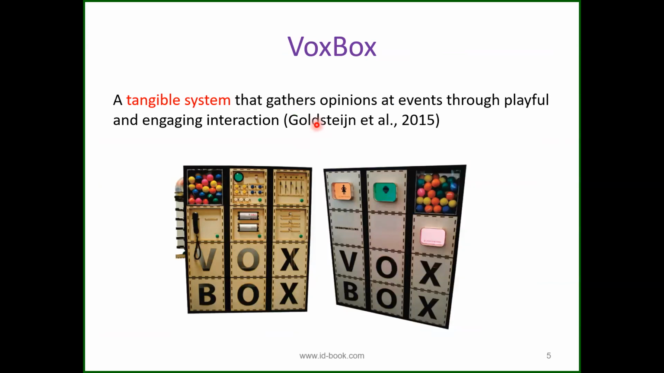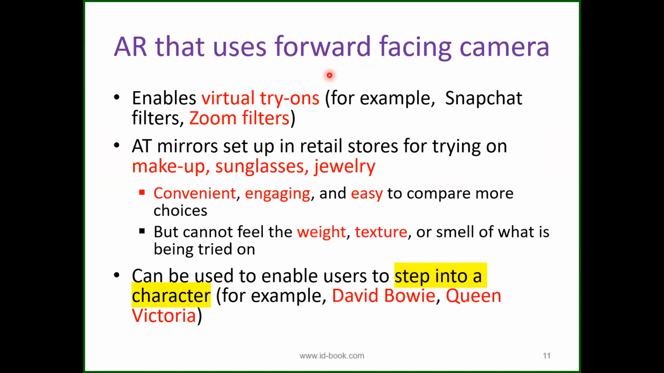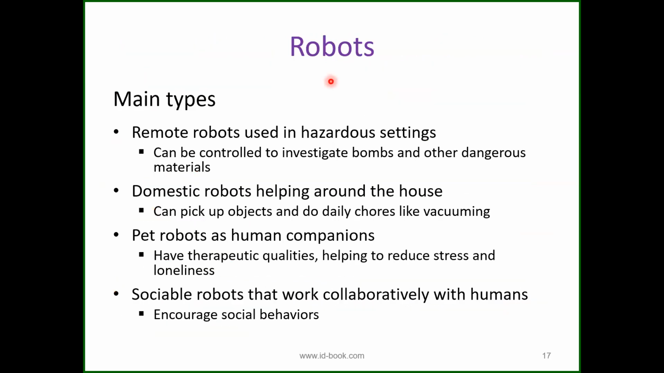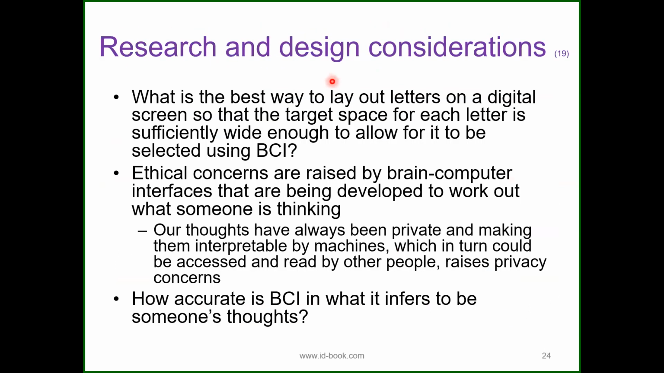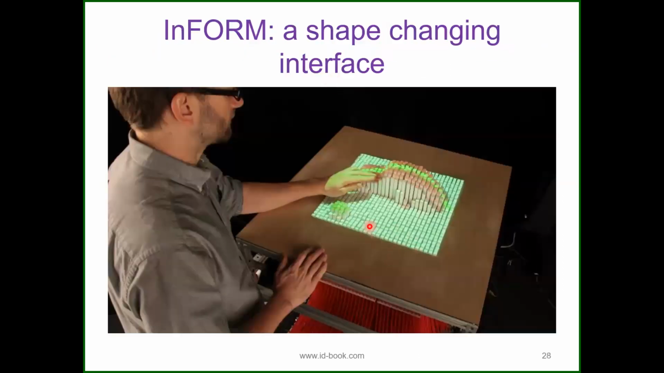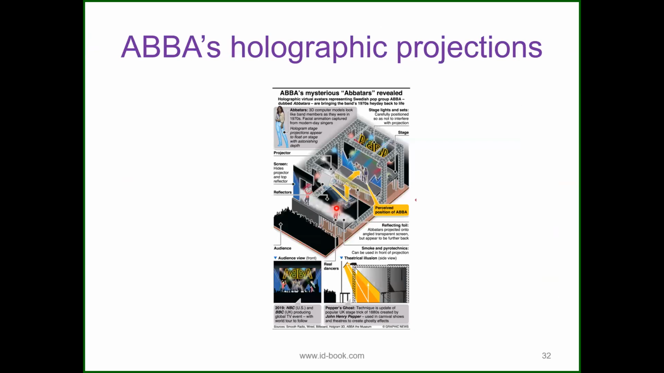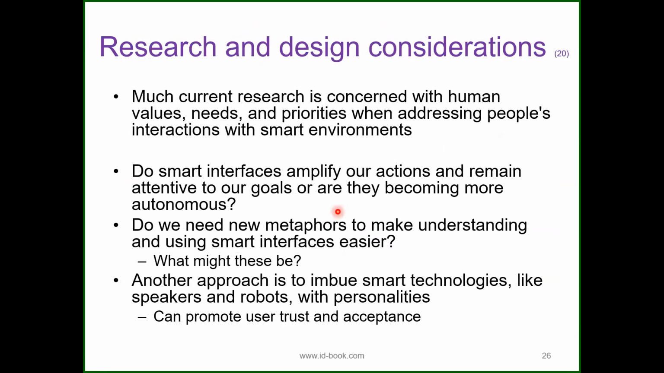In the fourth part, we are going to talk about the Vox box, and we're going to talk about augmented reality, wearable devices, Google Glass, robots, and drones, along with the brain interfaces, smart interfaces, and changing shape interfaces. The interface changes over time, so changing interfaces and holographic interfaces. So let's start over with the first slide.